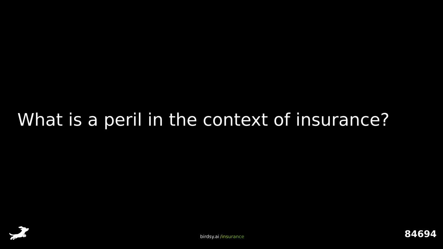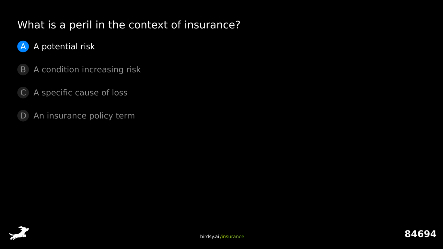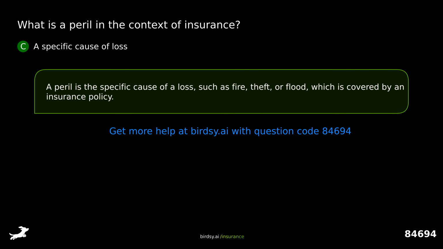What is a peril in the context of insurance? Is it A, a potential risk, B, a condition increasing risk, C, a specific cause of loss, or D, an insurance policy term? The answer is C, a specific cause of loss. A peril is the specific cause of a loss, such as fire, theft, or flood, which is covered by an insurance policy.